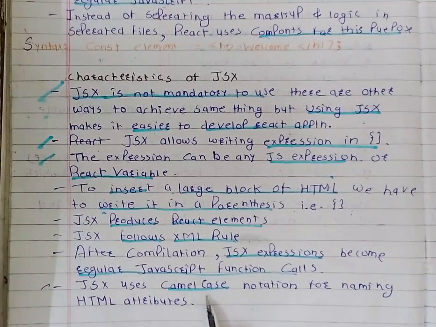JSX uses camel case notation for naming HTML attributes. So in React, JSX always uses camel case notation for naming HTML attributes.